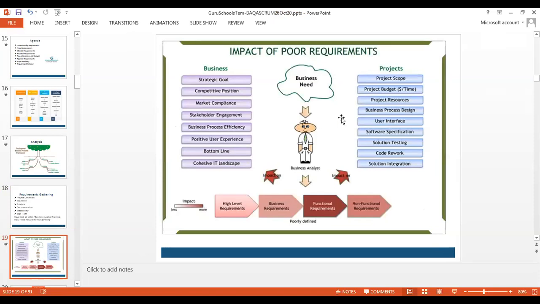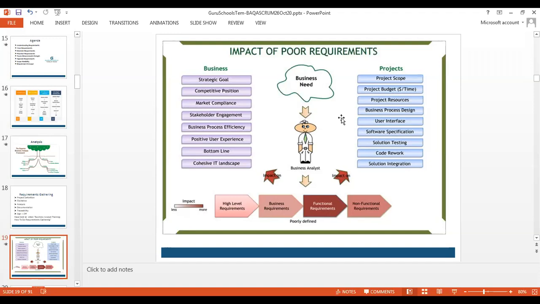Okay, so then, impact of poor requirements. This is kind of a negative slide, but I have included it to show how things can go downhill if a BA doesn't pay attention or skips a requirement, right? Normally I used to show this at the end of the training, but I have included it at the start to make you understand the criticalness of requirement gathering, right?